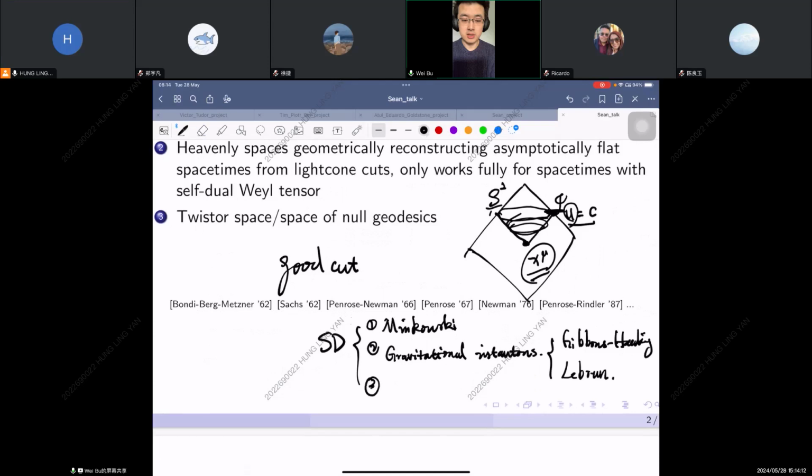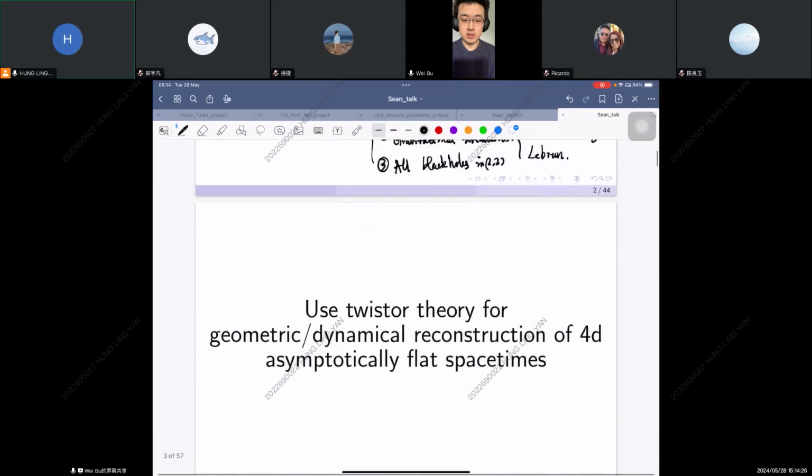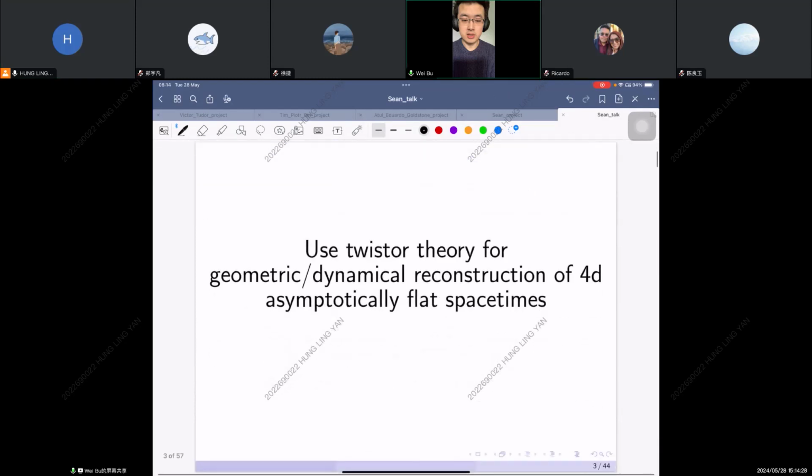And then three, very importantly, all black holes in (2,2) signature are self-dual radiated. I see. Cool. So many others, of course. I see. There are simpler things in them.